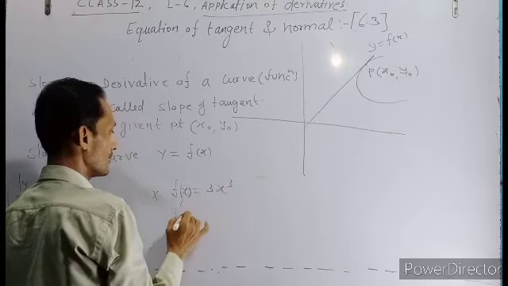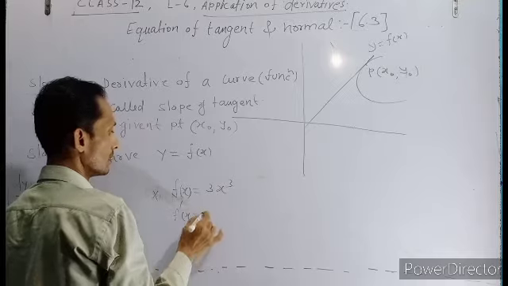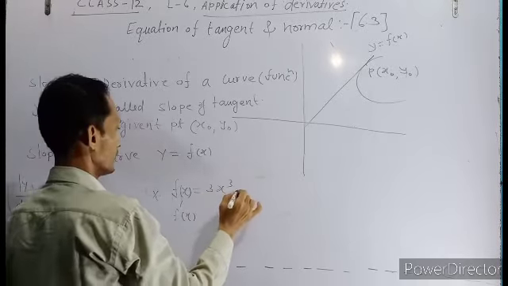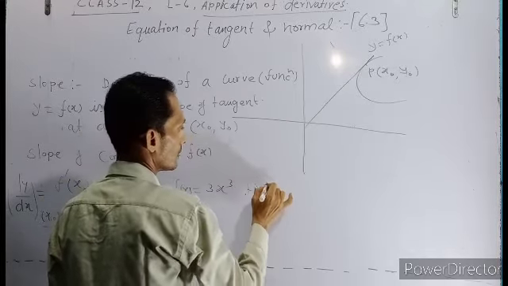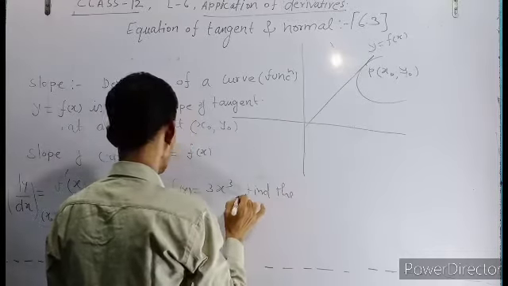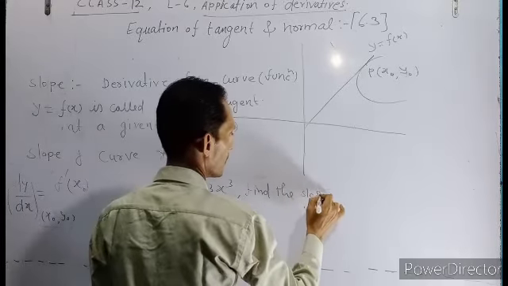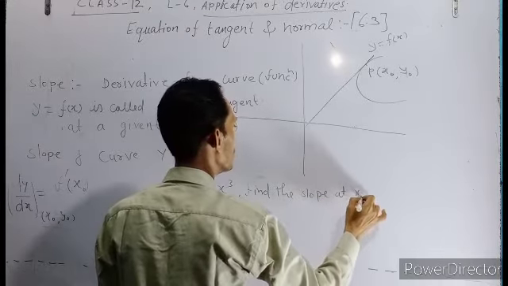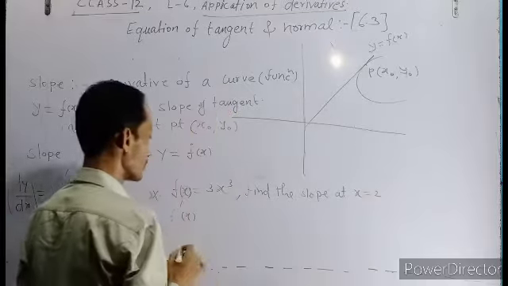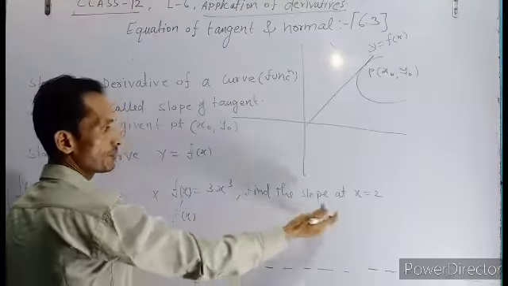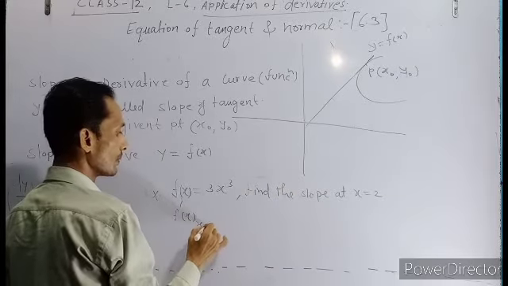what is f dash x? f dash x at the point, what is the point? Find the slope. If f of x equal to x cube, then find the slope at x equal to 2. At x equal to 2. So first derivative f dash x, at which point we have to find it, x equal to 2.